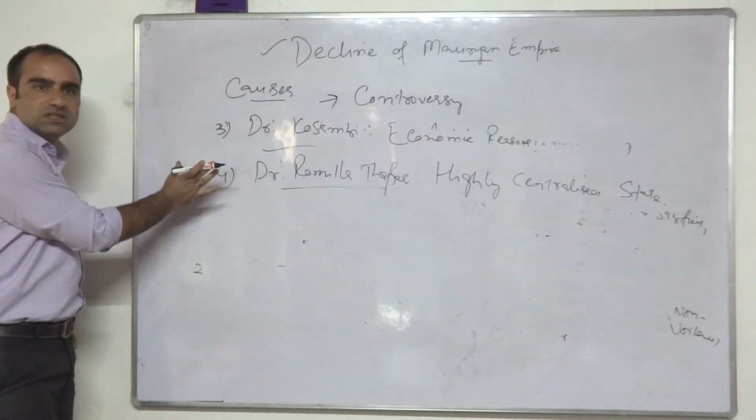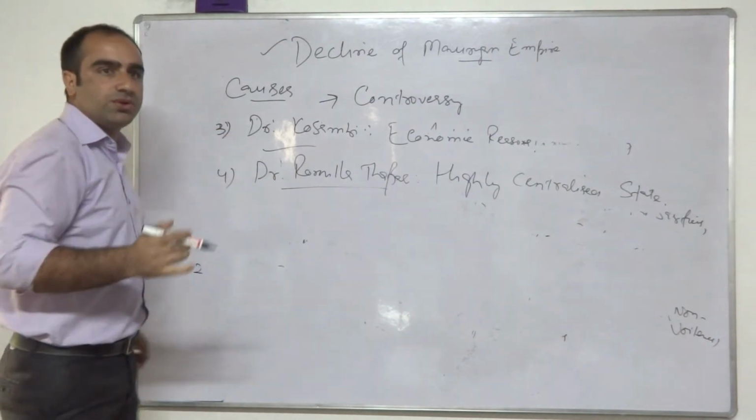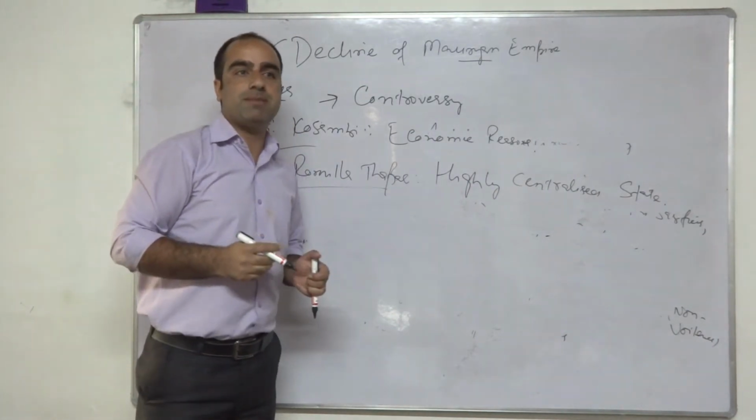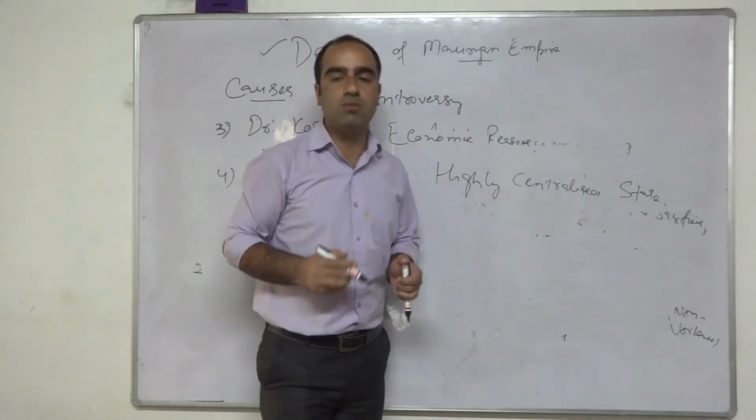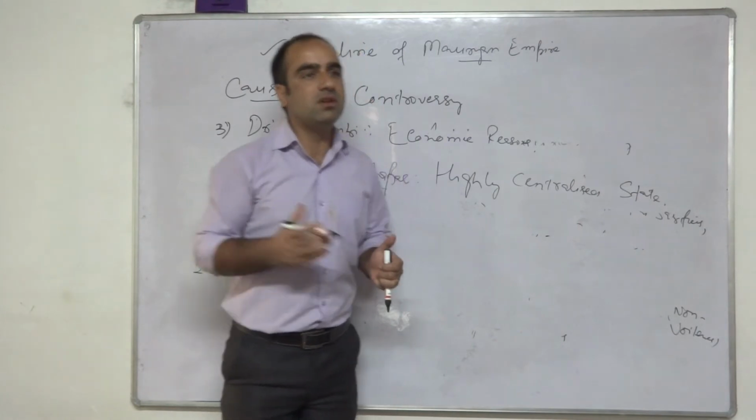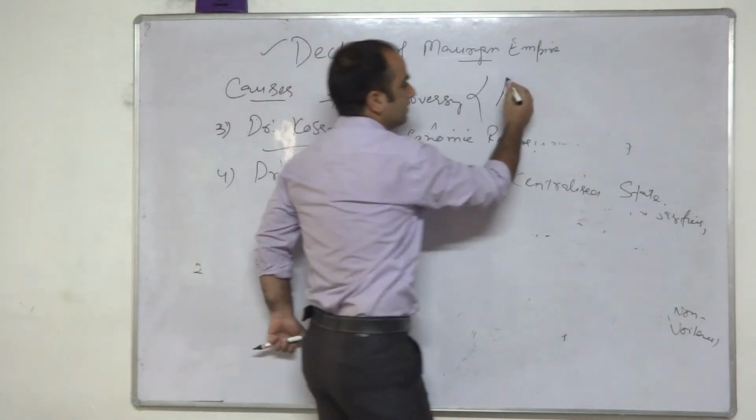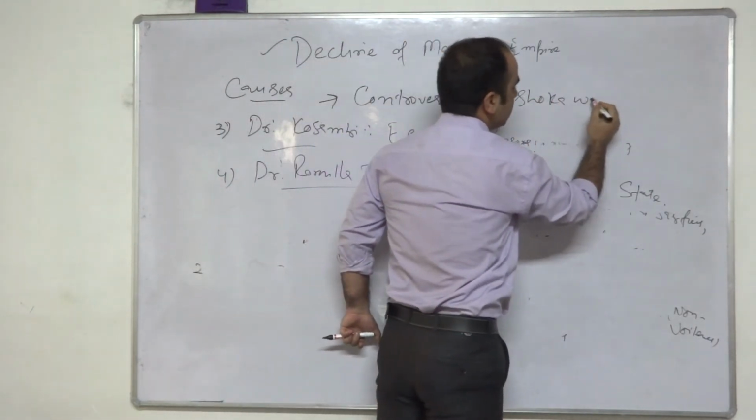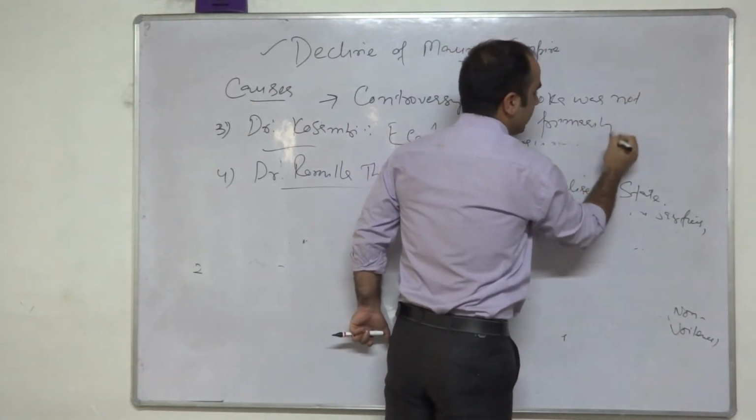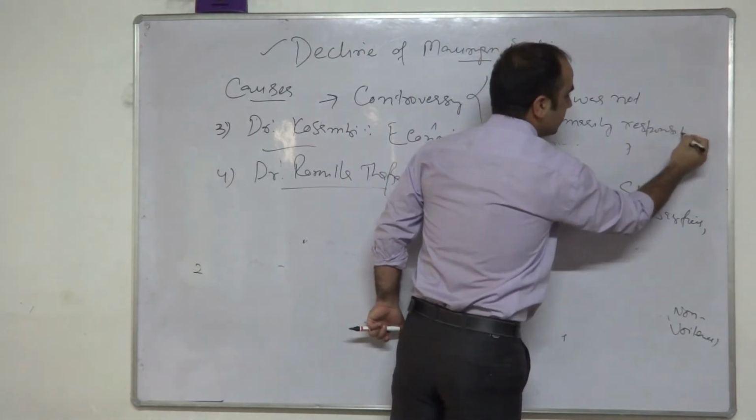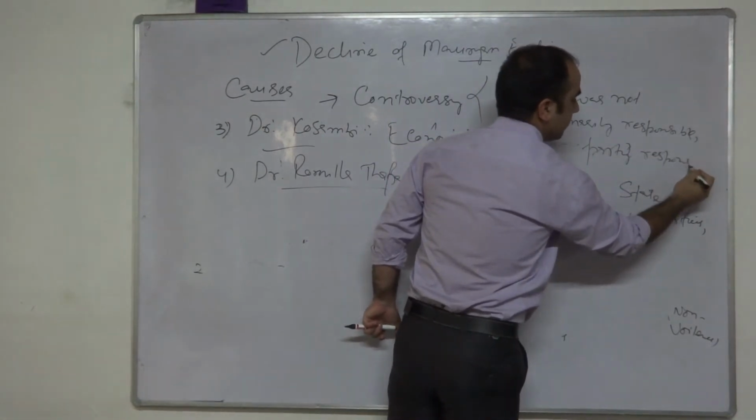Okay, then, these are some four important causes. Except for Dr. Romila Thapar's cause, the three causes which I told you put the responsibility upon the shoulders of Ashoka. They are saying that it was Ashoka who was primarily responsible for the decline of the Mauryan Empire. The modern research, however, says that Ashoka was not primarily responsible, but only partly responsible for the decline of the Mauryan Empire.